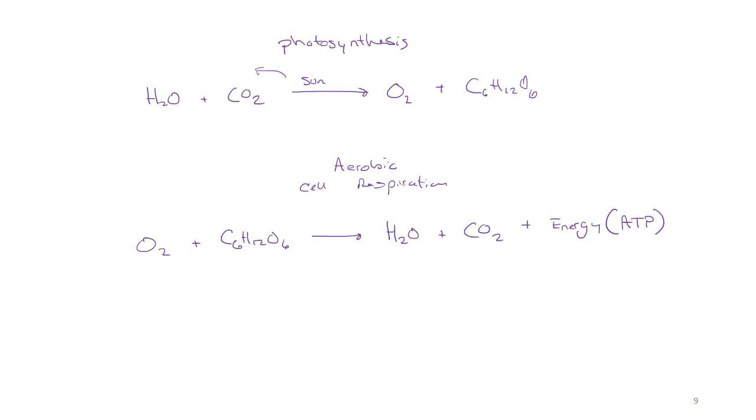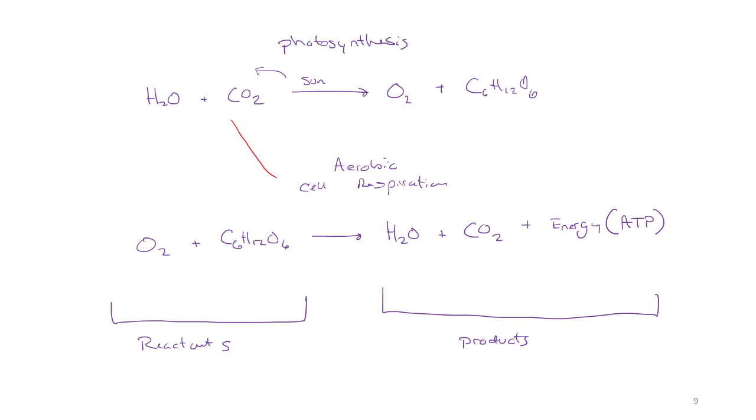You will notice that everything on the left-hand side here, we call these the reactants. Everything on the right-hand side here, we call these the products. Notice the relationship between photosynthesis and cell respiration is the idea that the reactants of one become the products of the other. The products of one become the reactants of the other. That's the main concept that you need to be able to follow and look at.